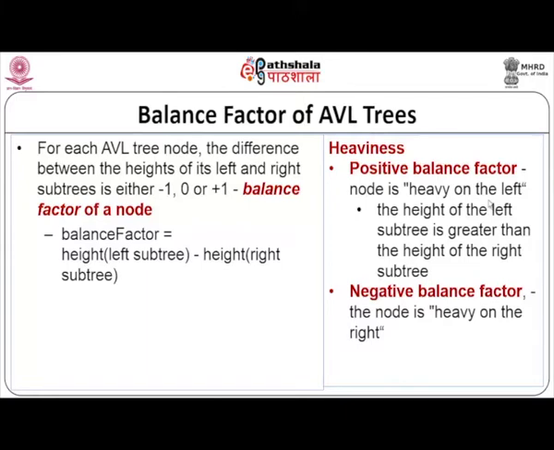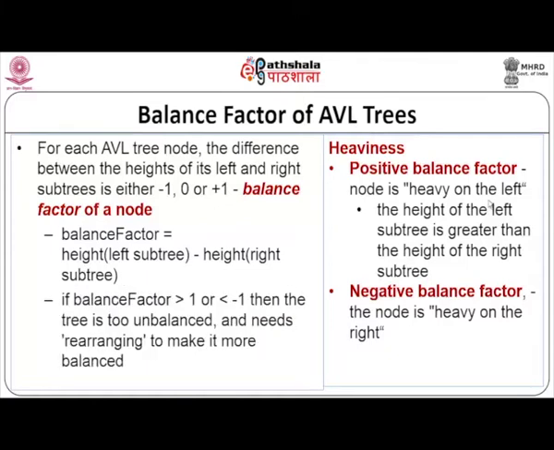So, in this particular module we define the balance factor to be the height of the left subtree minus the height of the right subtree. If the balance factor is greater than 1 or lesser than minus 1, then the tree is too unbalanced, and what we have to do is rotation, to make the tree balanced.